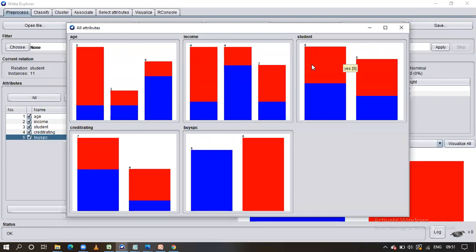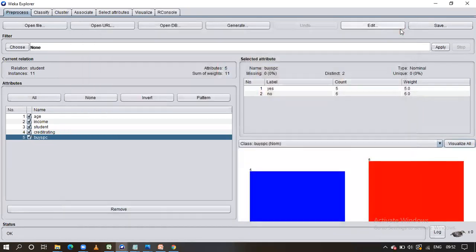For the student attribute, yes are 6 values and no are 5 values, overall 11 values. For credit card rating, fair is 7 and excellent is 4. For buying a computer, yes is 5 and no is 6. In this way we can visualize the overall information.